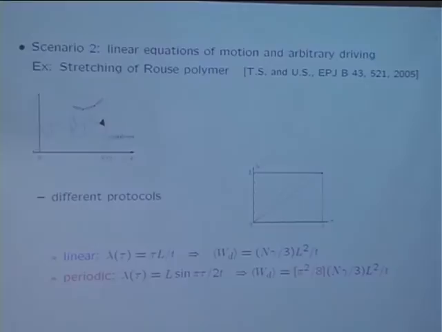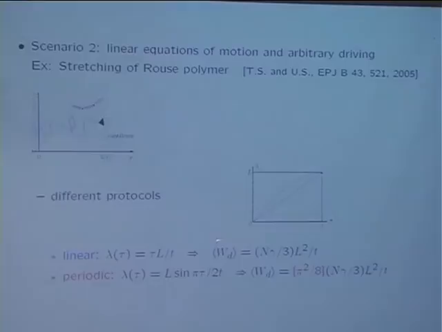So if you use a linear protocol, you get as average work, where N is the number of monomers, gamma is the friction constant, L is the length. Now, if you did a quarter of a sine wave, just for illustration, you work it out, you get essentially the same thing, but the numerical prefactor is pi squared over 8, which is about 20% more. So this is just one example where you see that the mean of this quantity depends on the protocol, even if you fix initial and final point. If you do it this way, it will cost you 20% more than if you do it the blue way. However, the full distribution has to obey the Jarzynski relation.